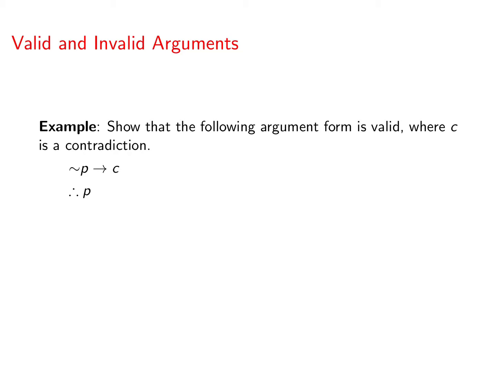So just as an example to illustrate the contradiction rule itself, let's show that this argument form is valid. We're going to use C to represent a contradiction. So this has just one premise, which says not P implies C, therefore P. Remember that C, you can think of it, if you'd like, as a variable that's always false.